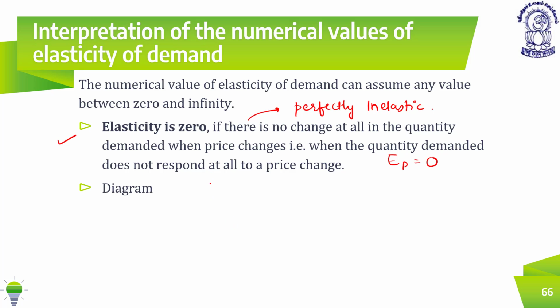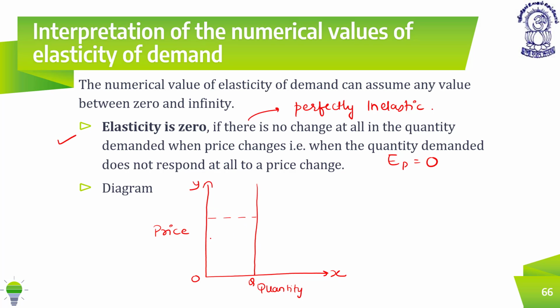How will we make a diagram of it? X-axis, origin, Y-axis. Over here we are showing price, and over here we are showing quantity. This quantity, that is Q, does not change with the changes in price. P, P1, P2. And this is a demand curve, D.